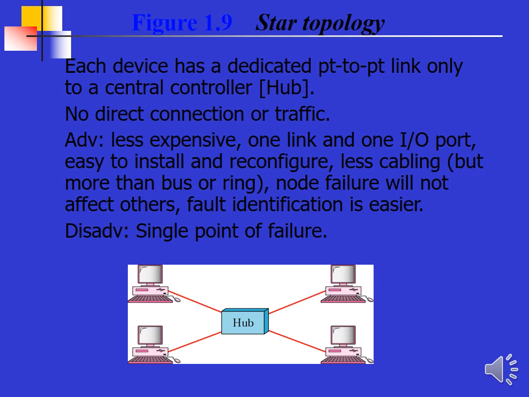Advantage: less expensive, one link and one I/O port, easy to install, reconfigure, less cabling, but more than bus or ring. Node failure will not affect others. Fault identification is easier. Disadvantage: single point of failure. If the hub goes down, all the system goes down.